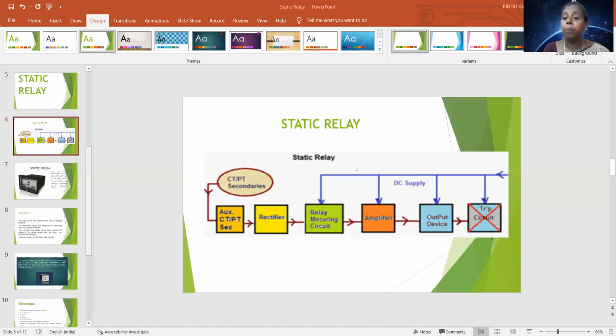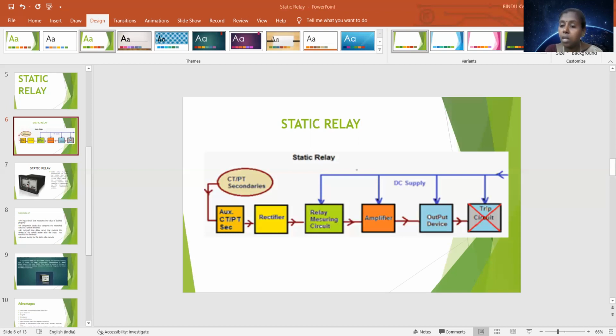So here, the output of the current transformer or the potential transformer is given to the rectifier circuit. The rectified output is fed to the measuring unit. This measuring unit will comprise comparators, level detectors, filter circuits, and also a logic circuit. The output is initiated when the input reaches the threshold value.